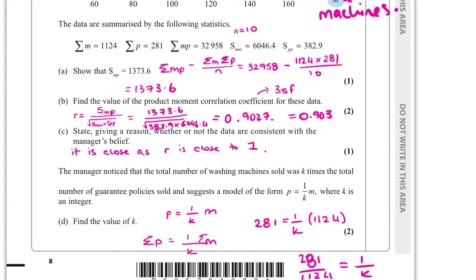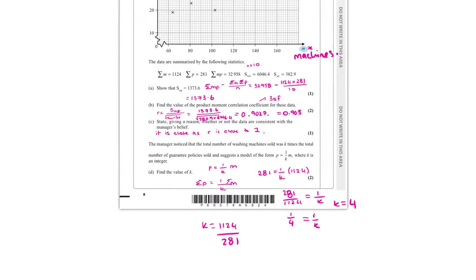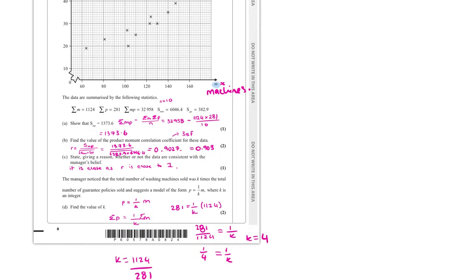So when I put this into my calculator, it's 1 over 4. So if 1 over 4 is 1 over K, then that means that K is 4. But yeah, you could also do that K equals 1124 over 281, either way round. So actually, we haven't really done a lot of thinking here, have we? Yeah?